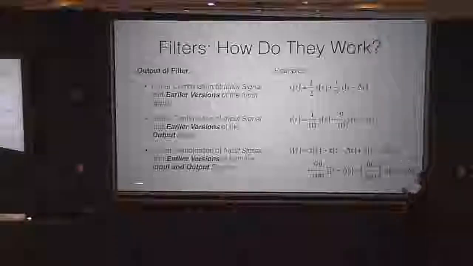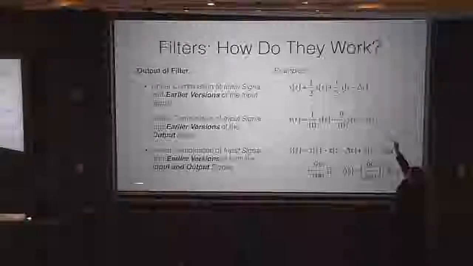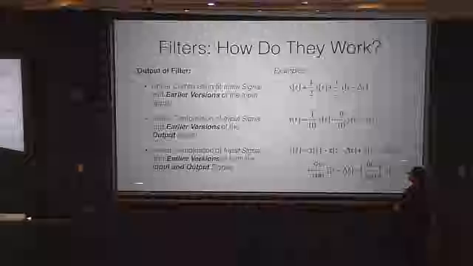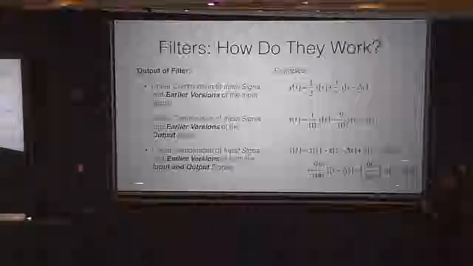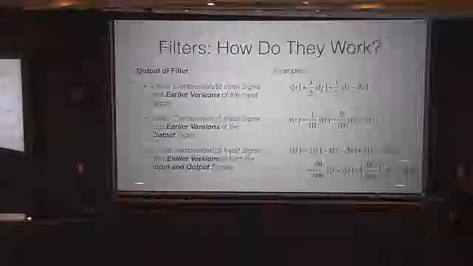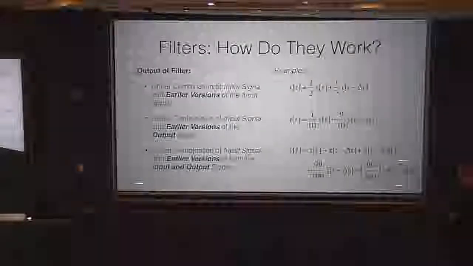And so this turns out to be, it happens to be a low-pass filter. This happens to be a high-pass filter. And this one, which is a mix of both, it's got present and past for the input. It's also got past to the output. This happens to be a notch filter.